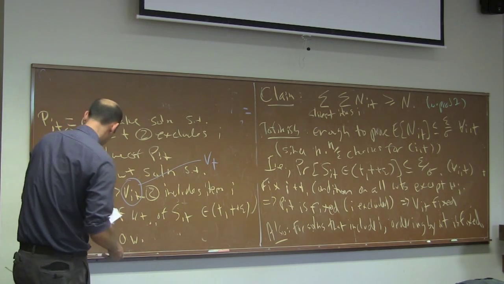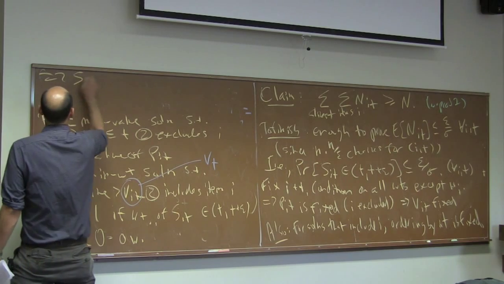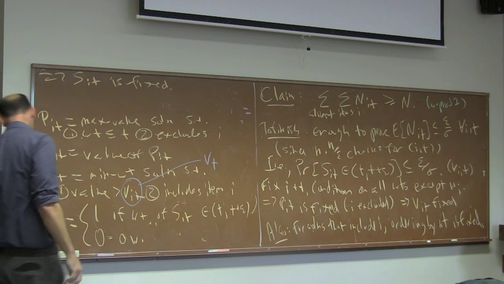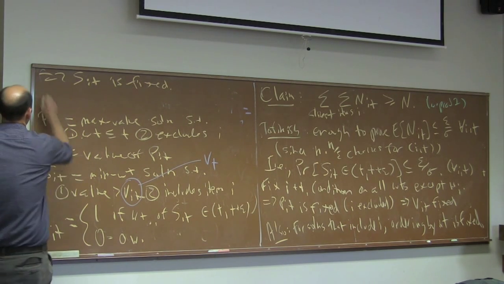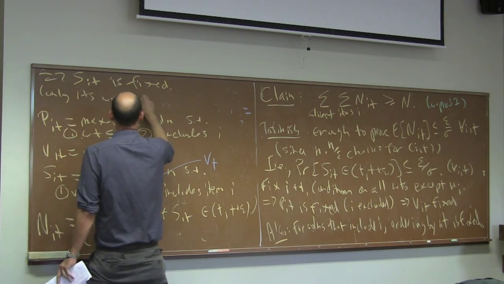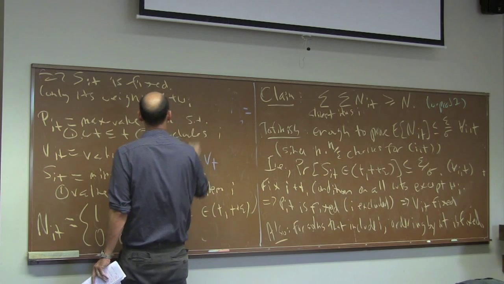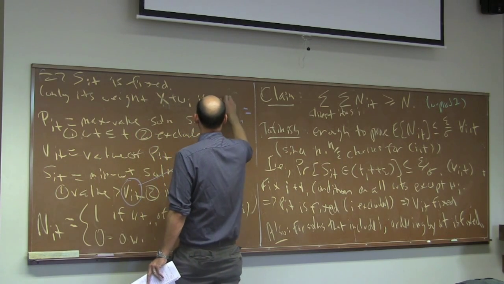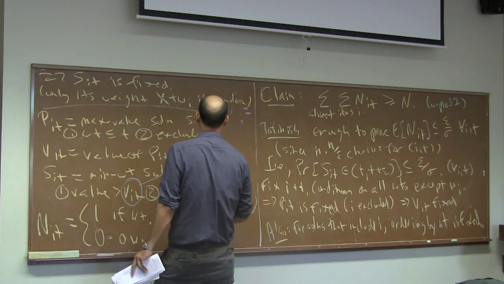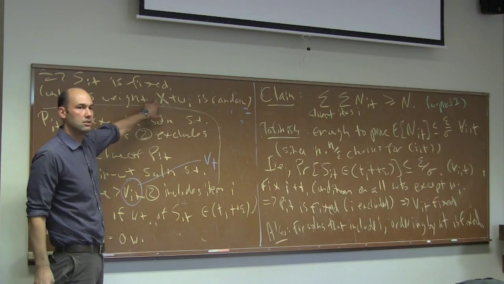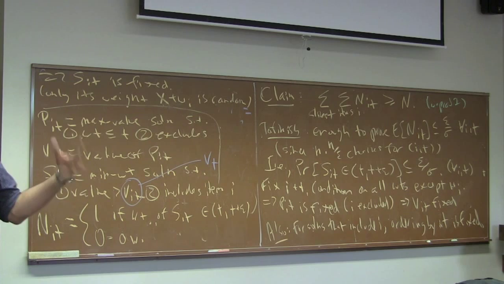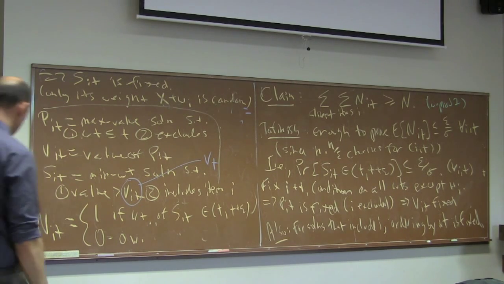Okay? So SIT is fixed. Okay? So what is unknown, only its weight, which has the form X plus wi, is random. Okay? So capital X here denotes the sum of the weights of all of the items other than I in SIT. Okay? So that's fixed, and then there's the random weight of wi.